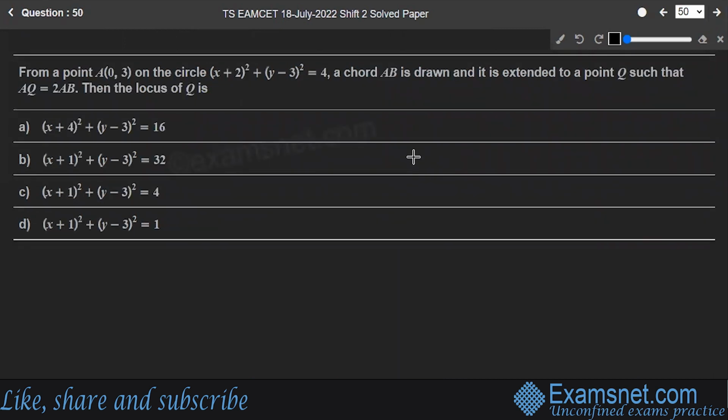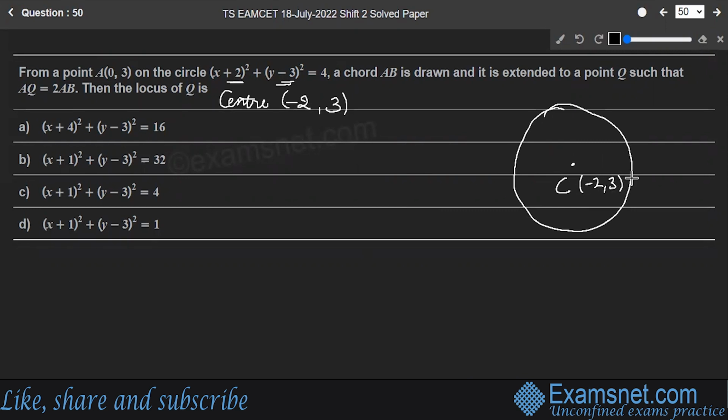It says from a point (0, 3) on the circle, which is given by this equation, a chord AB is drawn and is extended to a point Q such that AQ is equal to twice of AB. Then the locus of Q is equal to. Now in this question, let's draw the circle. This is the circle. Let the center be C. Now what are the coordinates for the center? It's minus 2, 3. Right? So C is (-2, 3).